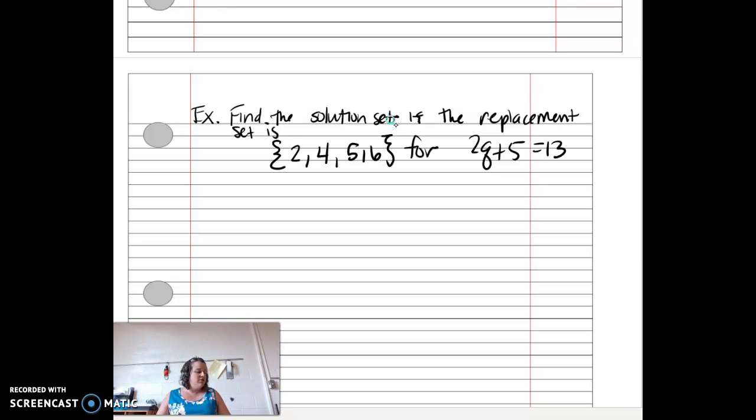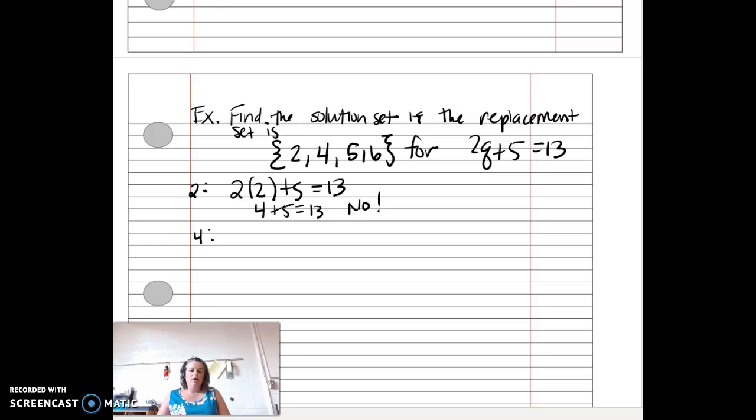All right, so to do this, you guys are going to hate me, but you have to test every single one of the numbers in the replacement set in the equation to see if it works. When you find ones that work, those go in our solution set. So we're going to take the first number, which is 2, and I'm going to put the 2 times the 2 plus the 5. Does this equal 13? 4 plus 5. Does this equal 13? No. So we know that the number 2 is not part of our solution set.